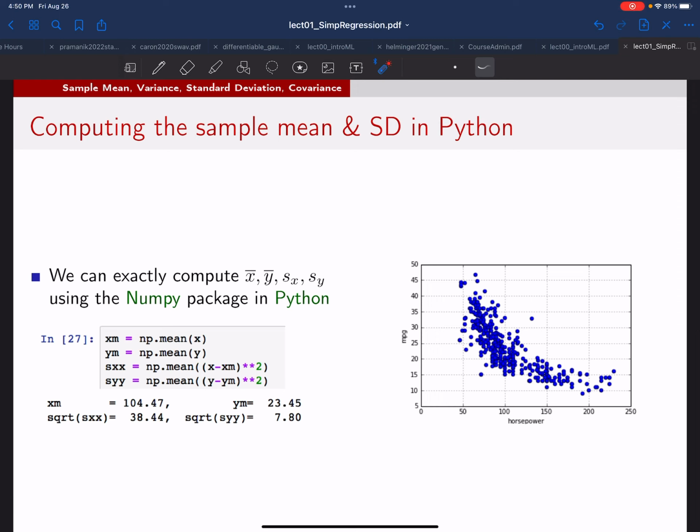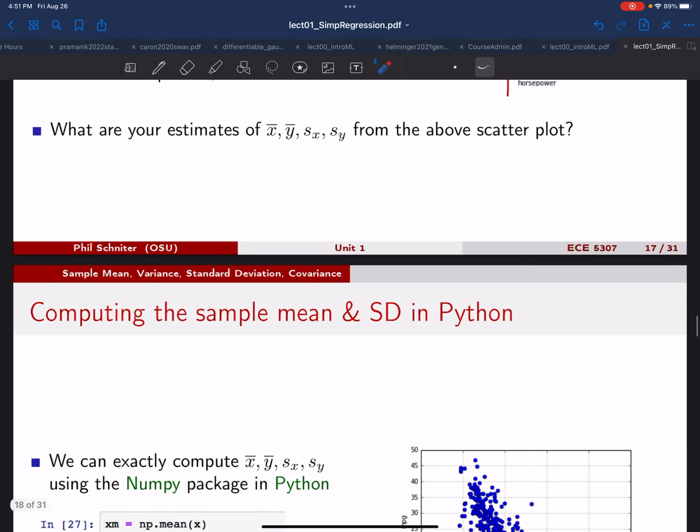Okay. So, of course, we don't have to guess. We can do this pretty easily with the NumPy package in Python. We've already configured x and y. These are NumPy vectors, so we can use the NumPy mean command. You would just call np.mean, and that would return a value. Then we can print out these values, and we'll find that the mean here is 104.47, and 23.45 here. Our standard deviation for x was 38.44, and for y was 7.8. So that's what NumPy gives us.